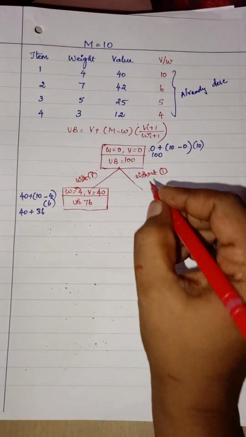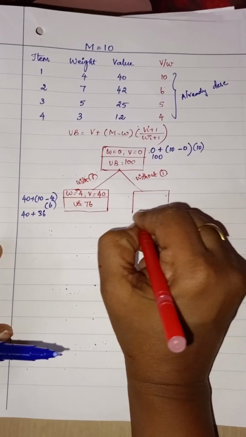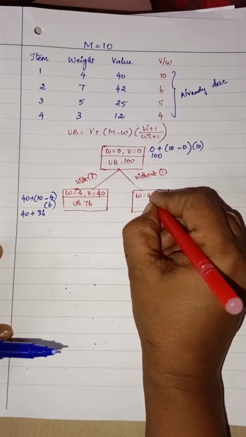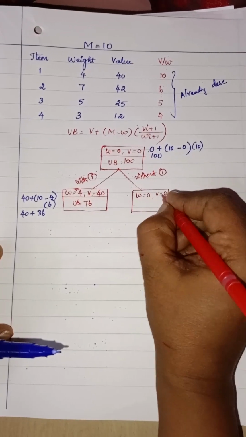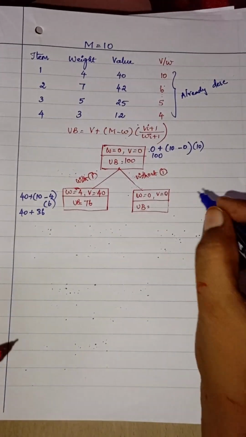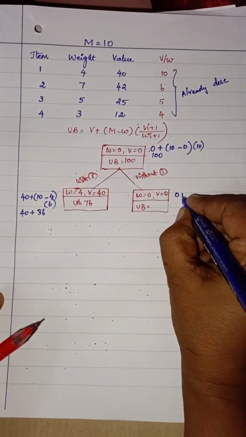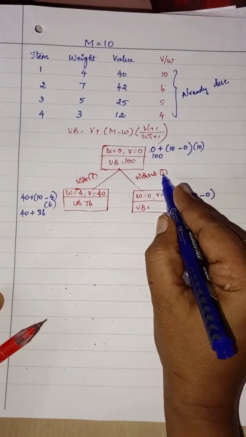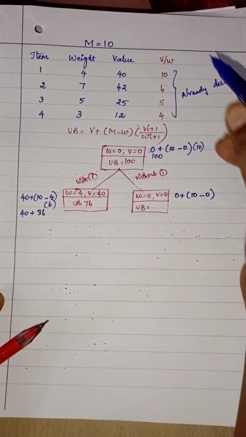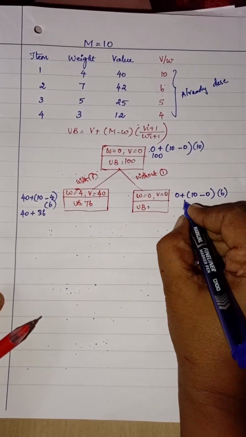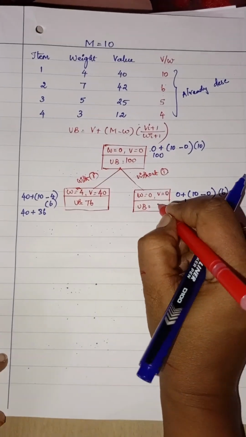And without 1, what will be the weight? I have not included 1, so the weight remains 0. Value also remains 0. What is the upper bound now? So it is 0 plus (10 minus 0) into, since I am dealing with item 1, the ratio should be of item 2. So it is 6. So 6 into 10 will be 60. So the upper bound is 60 here.